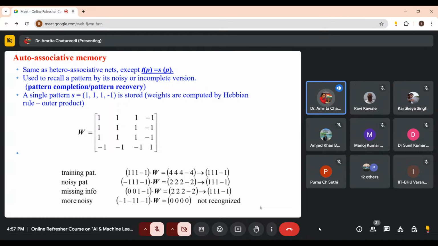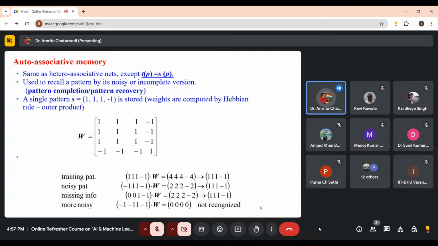So this is the W, right? Say you have a training pattern 1 1 1 minus 1, and by the Hebbian rule you have obtained this weight matrix W. Then how will you check whether this pattern is a known pattern or not? You simply multiply this pattern with W. So you will get 4 4 4 minus 4, and then you apply the activation function.